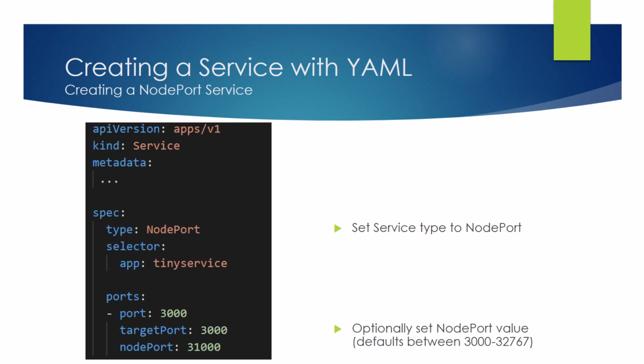We have a selector that selects all the pods that are app tiny service, and then we have our target port and our port. Now notice the NodePort there at the bottom. That's optional because it will assign one dynamically, but if you want to specify one in that range, then you can go ahead and put it. In this case it's 31000. We already saw something like this in practice with our port forward command, but now we are officially creating a service that would act as a NodePort service.